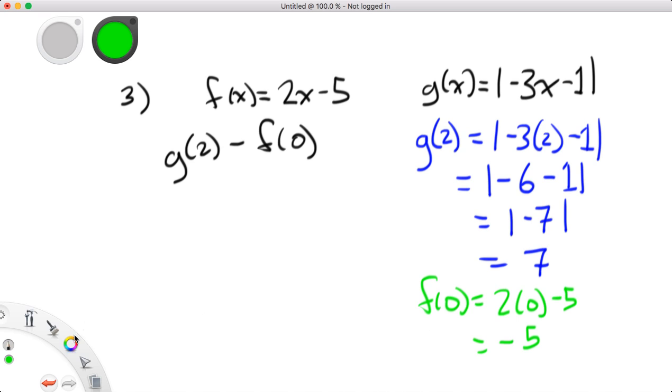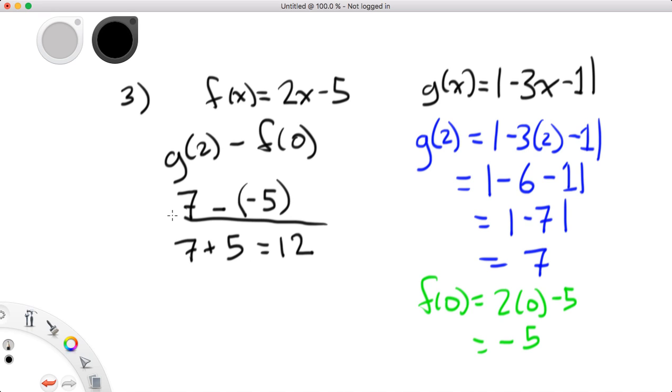And then we need just to figure out what f of 0 is. Well, that's going to be easy. F of 0 is going to equal, let's go ahead and make this a different color so we don't get confused with the g function, 2 times 0 minus 5. Well, 2 times 0, as we know, is 0. So the answer to this is negative 5.